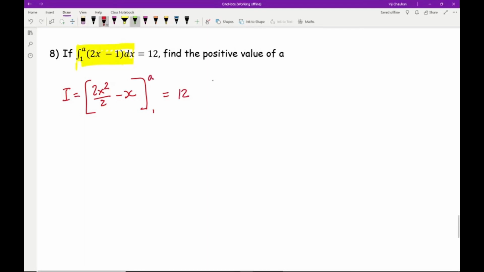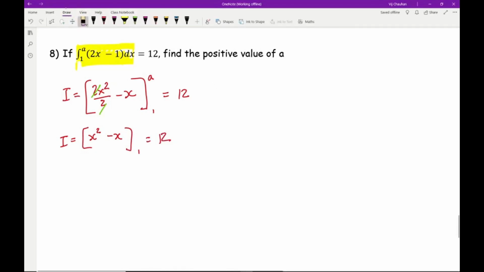Now I can simplify this just to make my life a little bit easier. Again, it's entirely up to you whether you want to start rewriting things or work with what's crossed out. But I'm just going to write minus x, with limits a and 1, and that equals 12. And again, I don't know why my a's look like 9s.